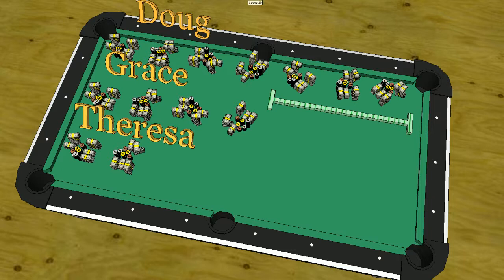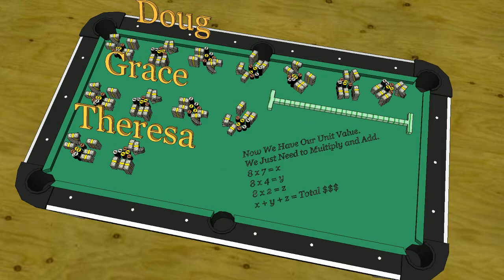Okay? So what I'm going to do is go ahead and divide the difference I know, 24, by the number of units more than Grace's, which is 3. So 24 divided by 3 is going to give me 8, which is the unit value, the individual unit value. And then I'm going to take that and multiply it by each unit in each person's pile. So I've got 8 times 7 for Doug, 8 times 4 for Grace, and 8 times 2 for Teresa.